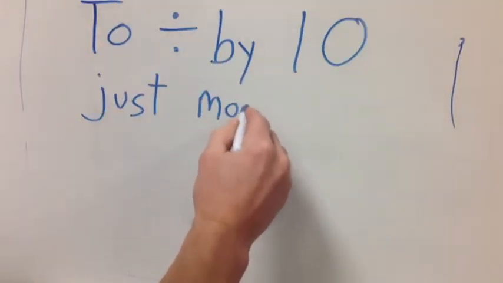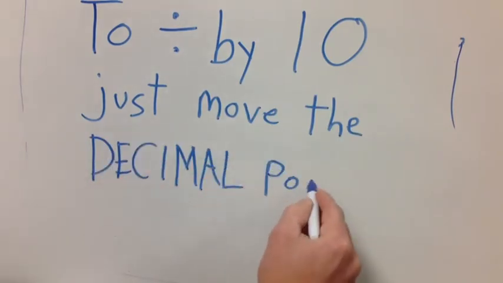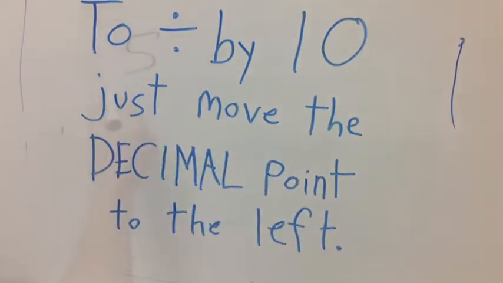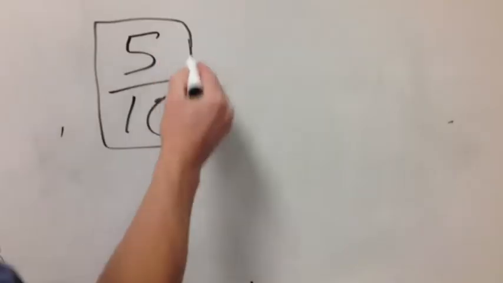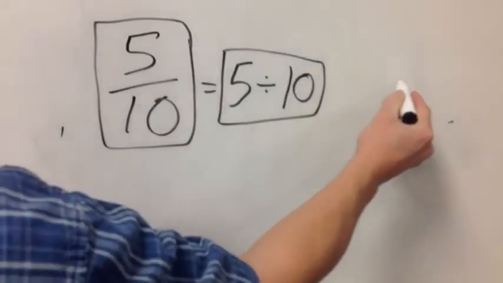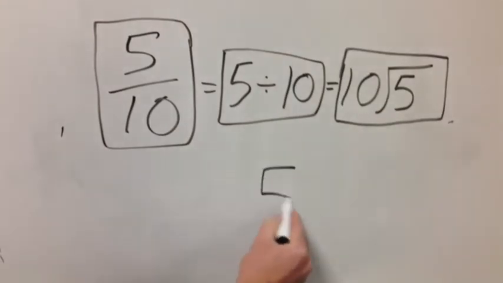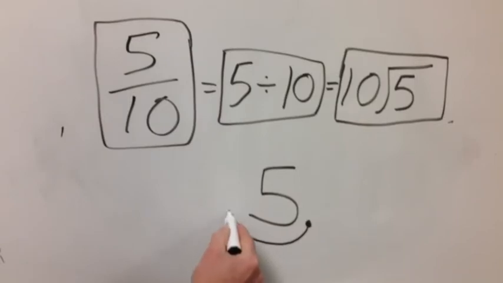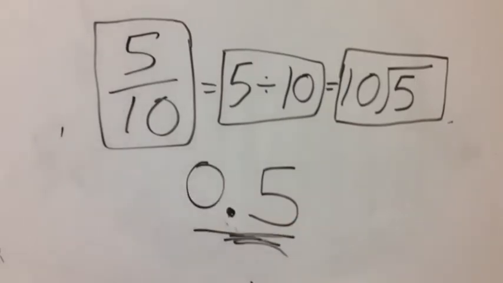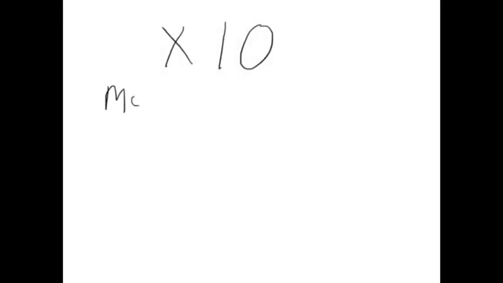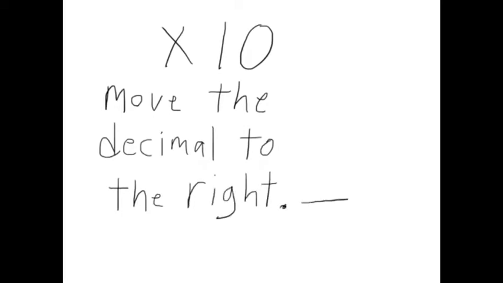Another thing you can do is just remember that when you divide by 10, you're just moving the decimal point to the left. So if we had something like 5 over 10, which is the same as 5 divided by 10, written that way, we've got 5. We move the decimal to the left. Now if you're multiplying by 10, it's just the opposite. You move the decimal to the right.